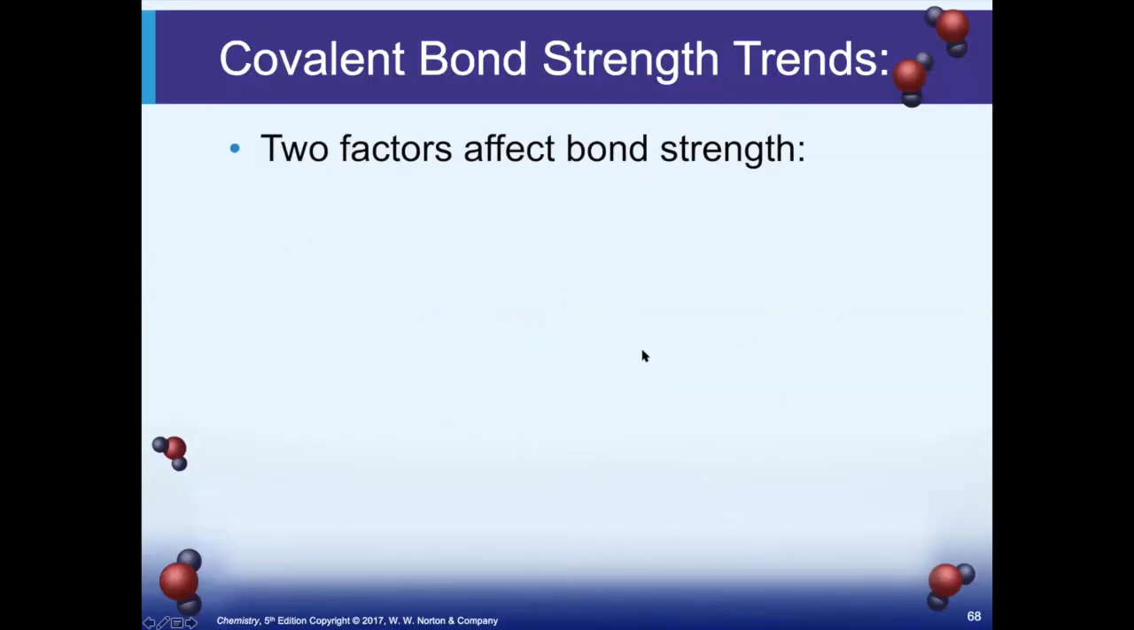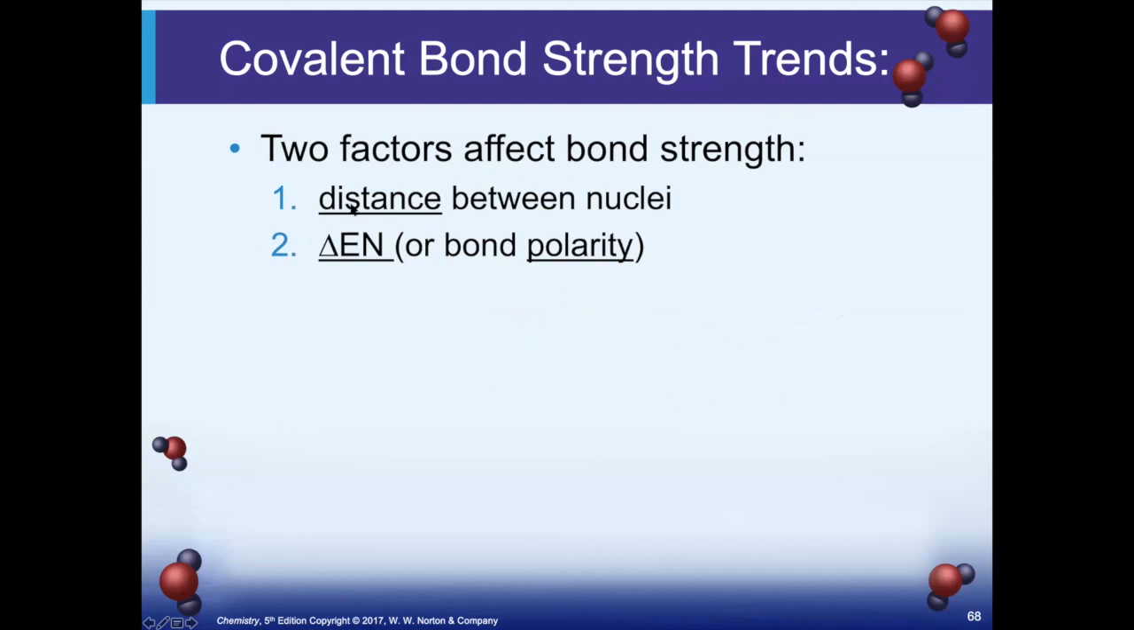Okay, so now there are a couple trends that we want you to learn regarding bond strength. So it's based on 2 factors. First of all, it's based on the distance between the 2 nuclei. And also it's based on the bond polarity, or you could think of it as the difference in electronegativity between the 2 atoms that are bound together. So we'll focus on distance first, and then we'll talk about the bond polarity.